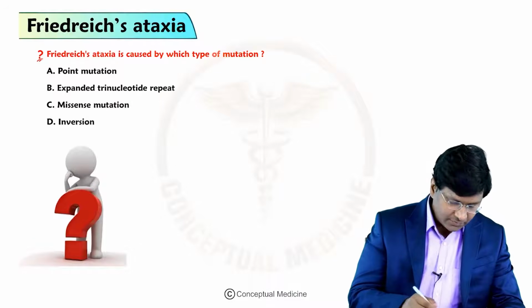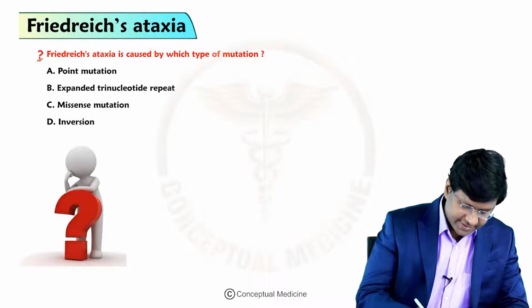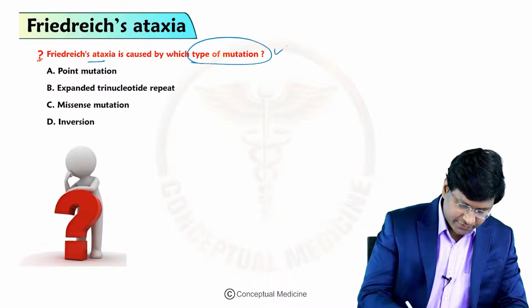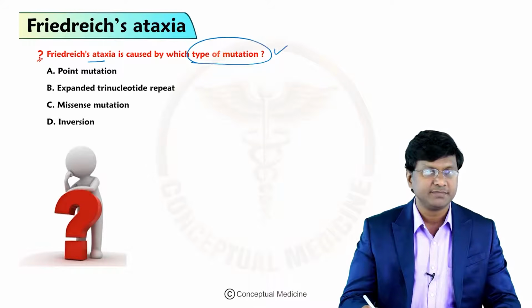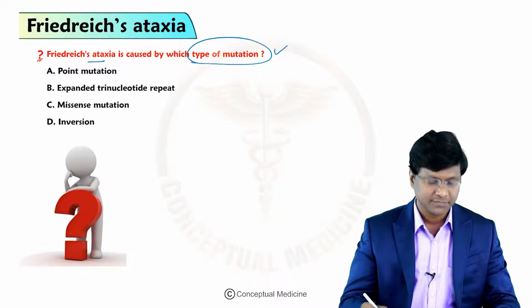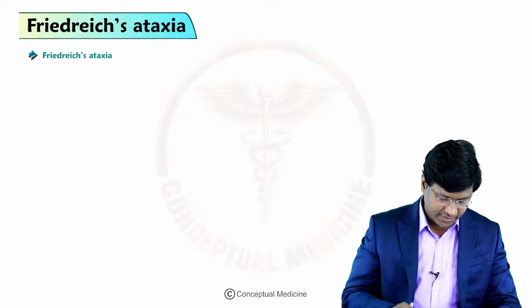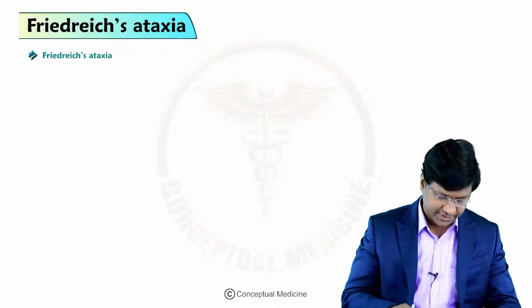So you see this question. Friedreich's ataxia is caused by which type of mutation? Point mutation, expanded trinucleotide repeat, missense mutation, inversion. So if you take this, alright, we will discuss and come back to this question once again.